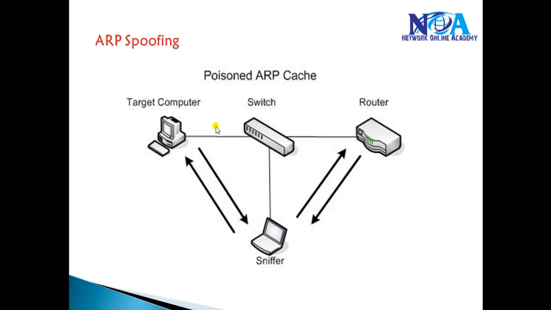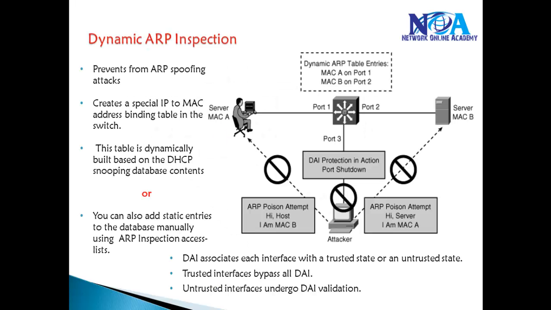Now, to prevent this kind of false ARP information provided by attacker devices, we can use a solution called dynamic ARP inspection. In dynamic ARP inspection, the switch is going to create special IP to MAC entries, and this IP to MAC information is built dynamically by the switch. The switch keeps track of the IP address and the MAC address of that particular device. Now, this binding information can be built based on DHCP. There are two different options we have.